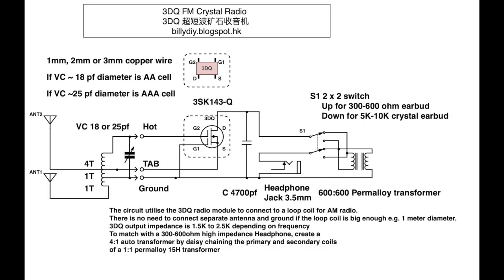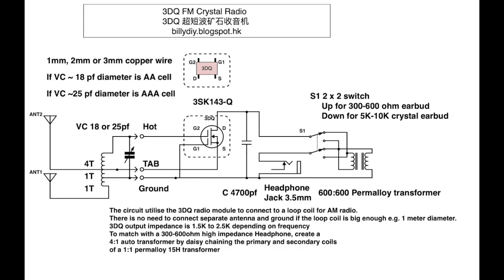We'll be using the same 3DQ universal crystal radio module as before. If you look at the left side of the diagram, there are two antennas, antenna 1 and antenna 2. If you're using it as a portable device, you just need to connect antenna 1 to a telescopic, that means extensible, radio antenna, which is 1.2 meters long or above.